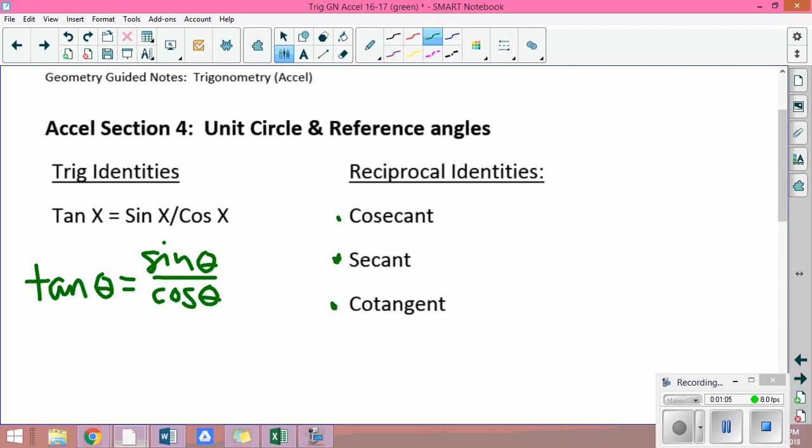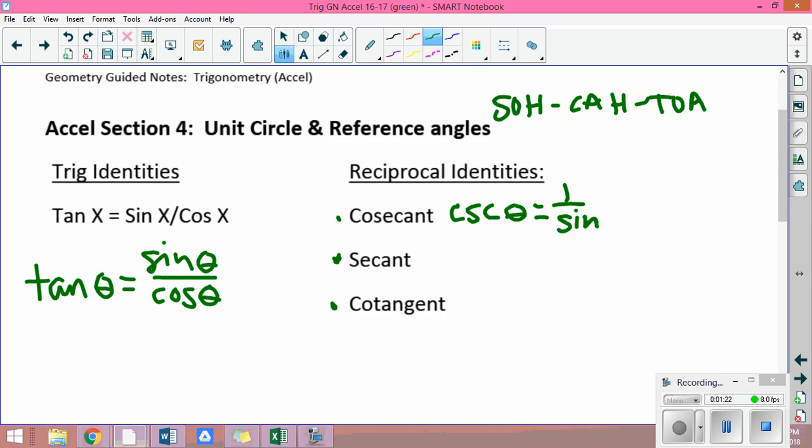And these guys are reciprocals of our sine, cosine, and tangent. So cosecant, abbreviated this way, cosecant of an angle is the reciprocal of the sine. So where sine is opposite over hypotenuse, cosecant is hypotenuse over opposite. It's just flipped. Secant, SEC of an angle, is the reciprocal of cosine of an angle, whereas cosine is adjacent over hypotenuse, secant is hypotenuse over adjacent.